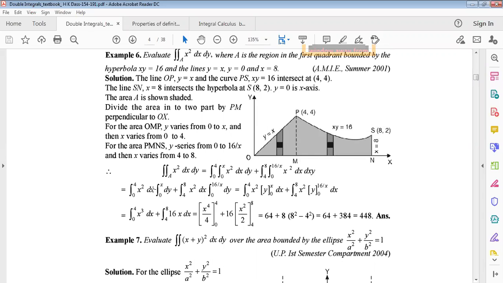Now x square dx dy for the first area: the x limits will be 0 to 4 and the y limits will be 0 to x. Y equals what?